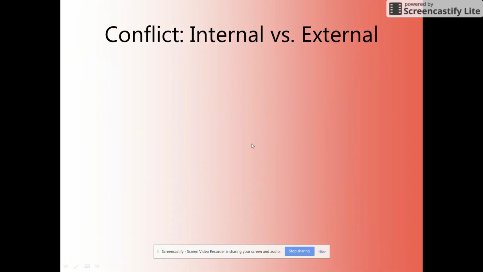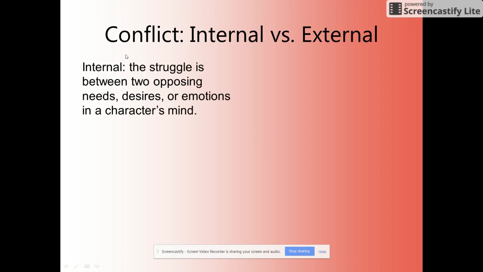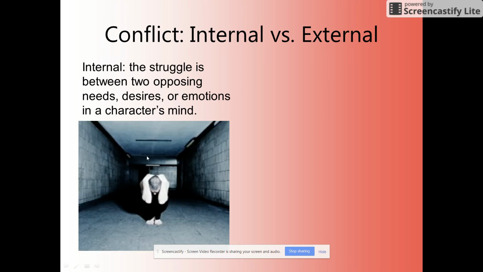Next, let's talk about conflict. So internal versus external conflict. An internal struggle is when there's two opposing needs or desires or decisions that the main character has to make. So for example, do you order pizza or do you get tacos? Do you like Ohio State or do you like Michigan? Do you like baseball? Do you like football? These are big decisions, people, and they can often lead us looking like this.